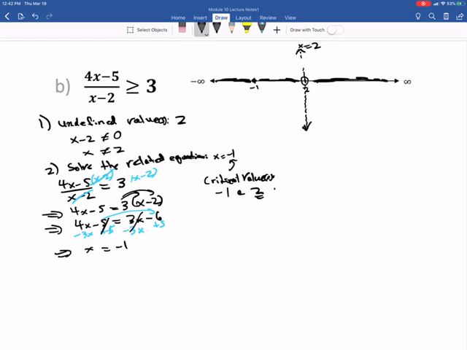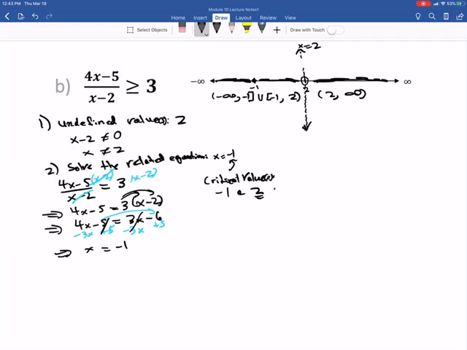So with that said, we can test the interval from what? Negative infinity to negative 1, less than or equal to. Put a bracket on that because we do have equality in this problem. We want to remember that. Or we can be greater than or equal to negative 1 and less than 2. Now we don't want a bracket on 2 because that's an undefined value. And then, of course, from 2 to infinity.